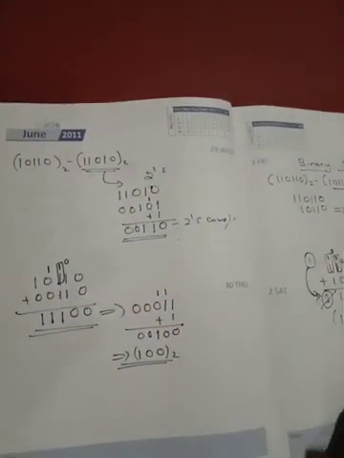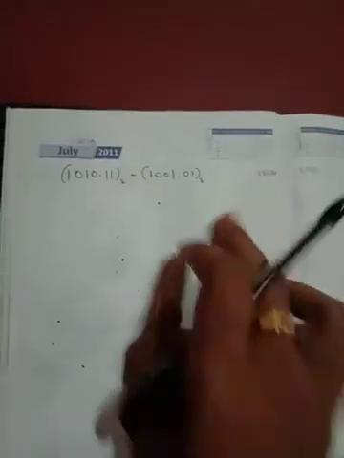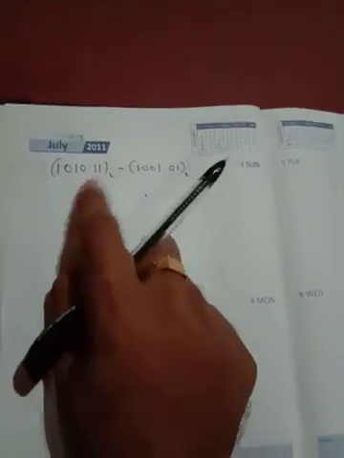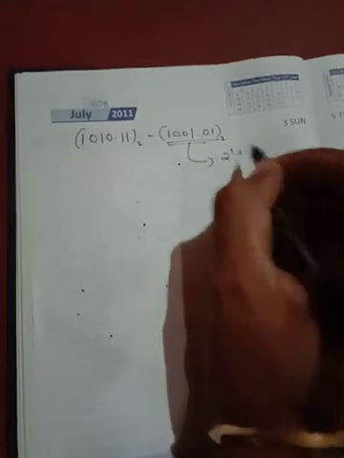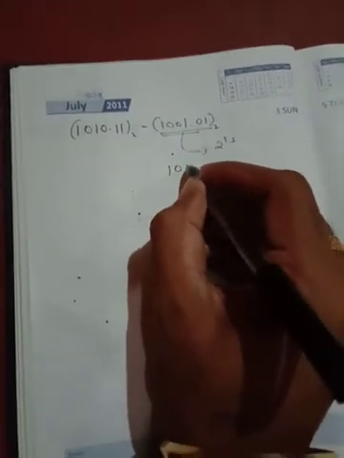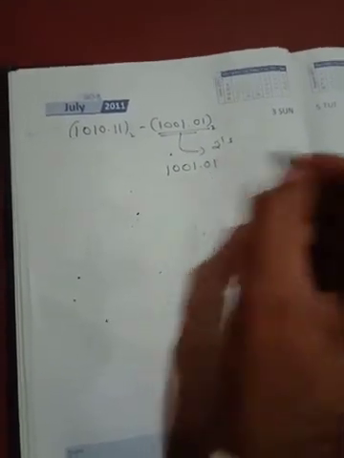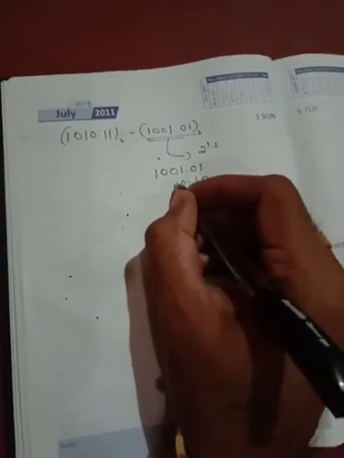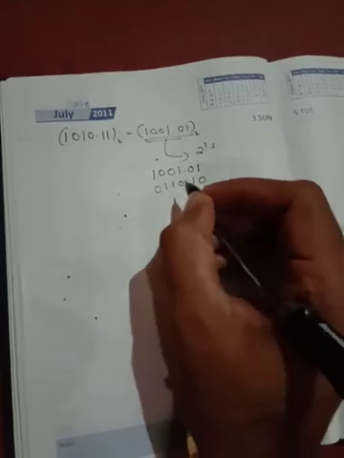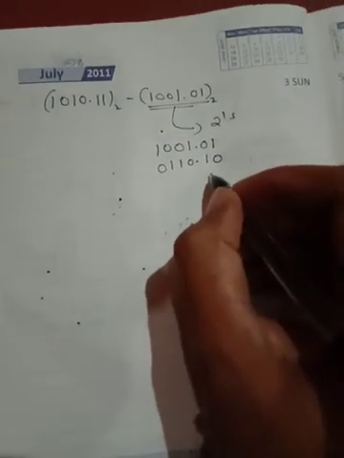Now you have one more option. What is that? If you have decimal points or fractional numbers, how to solve it? The same concept, you don't have any other steps, so you have to convert this part to 2's complement. How to do that? So 1001.01, invert the bits: 0110.10. First invert the bits, then add 1 to the entire thing.